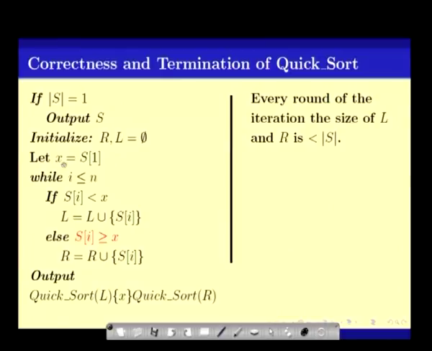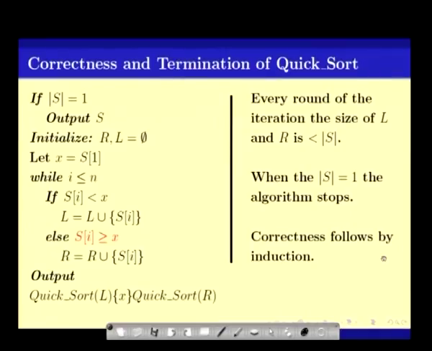So, for the termination of the algorithm: since I have removed one element x from this set already, either the size of L or the size of R will be strictly less than the size of S, because one element has already been taken away from this list. And when this set size becomes 1, the algorithm anyway stops. So, in every iteration the size of L plus R will go down by 1, and thus it will stop at some point.